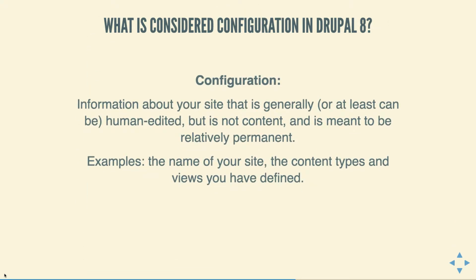Last, we have configuration. This is information about your site. It's generally, or at least can be, human edited, and it's meant to be relatively permanent because it's important. You're building your application around that configuration. Examples of this would be content types, like we saw with the blog post, or views, amongst many other things.